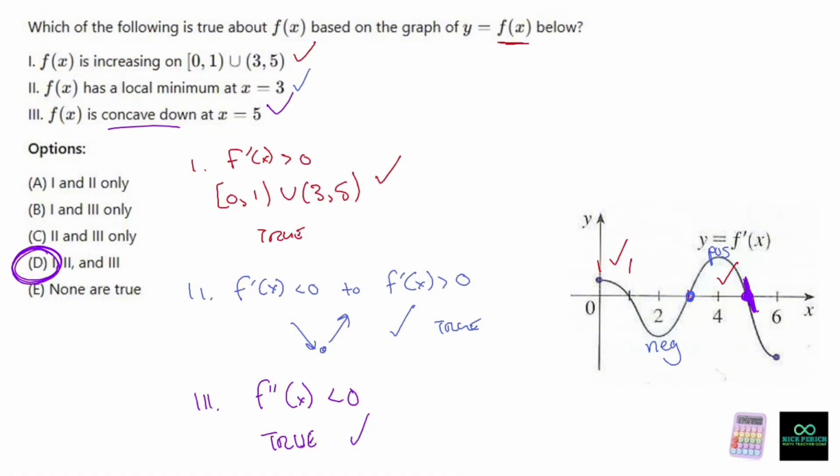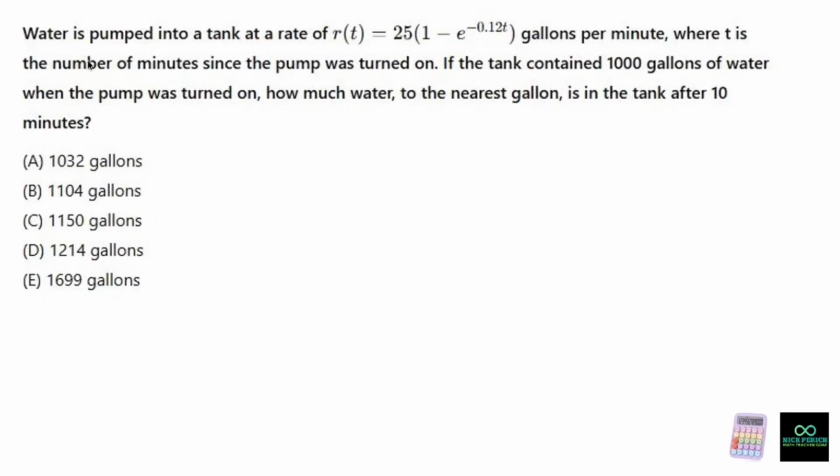Fun stuff. Happy times. Water is pumped into a tank at a rate of R of t equals 25 times (1 minus e to the negative 0.12t) gallons per minute. Neat. T is the number of minutes since the pump was turned on. If the tank contained 1,000 gallons of water when the pump was turned on, how much water to the nearest gallon is in the tank after 10 minutes?